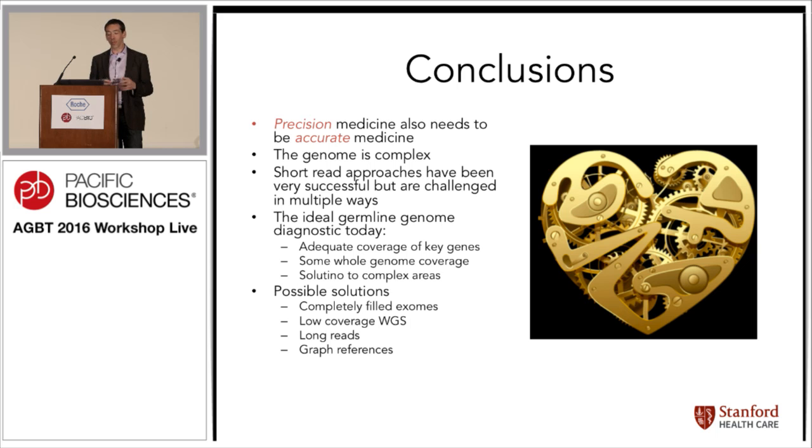And so what is the ideal germline genome today? We need to make sure there's adequate coverage of the genes that we already know cause disease. And so we need to start asking ourselves, can I make a call at every coding position? Because if you can't, that is not superior to our current standard of Sanger-based sequencing. So we probably need some whole genome coverage, which would help with structural variation. And we need solutions to complex areas of the genome.